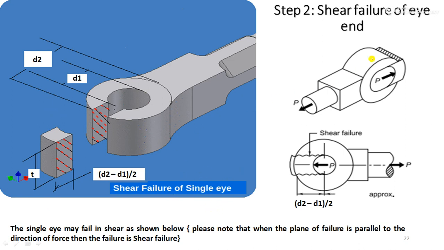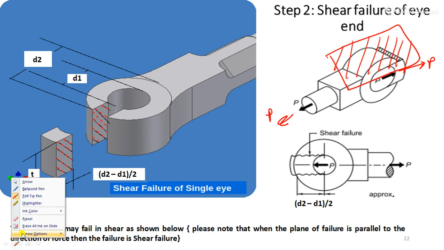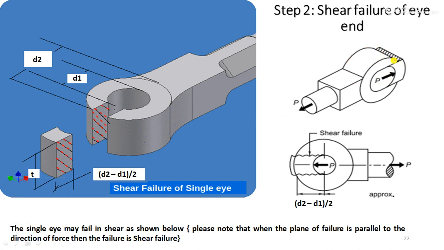Okay, so how can we see here? This force P is obviously a tensile force only, right? But the plane of failure is parallel to this force now. The plane of failure is parallel to this force. So in this plane what will happen? This small portion you can see has been removed. Removed means what? This small portion is sheared.